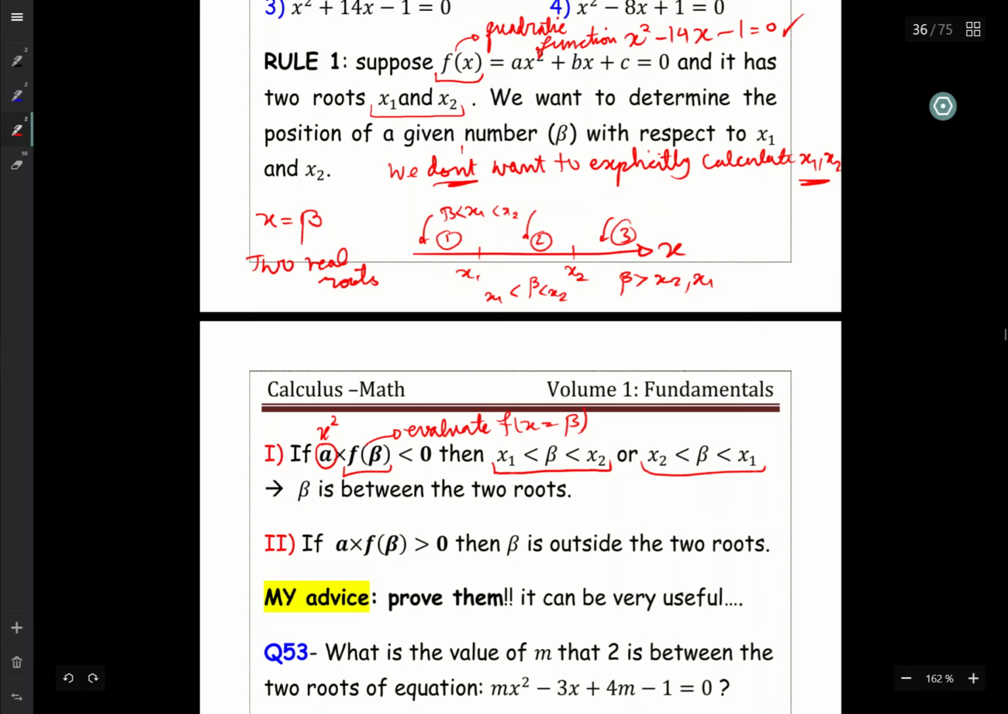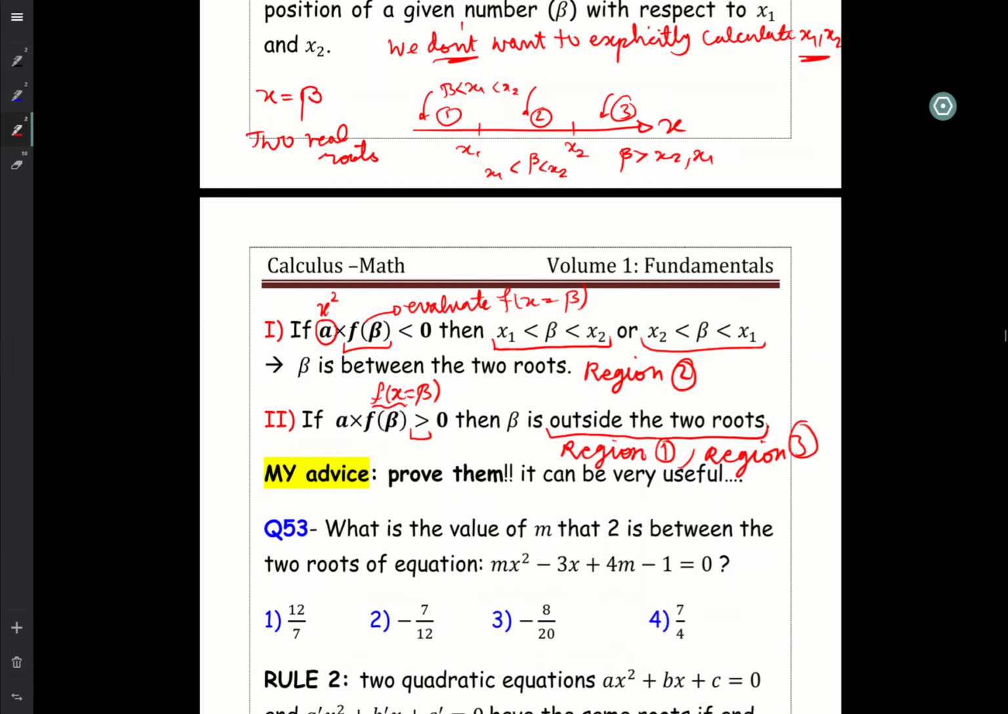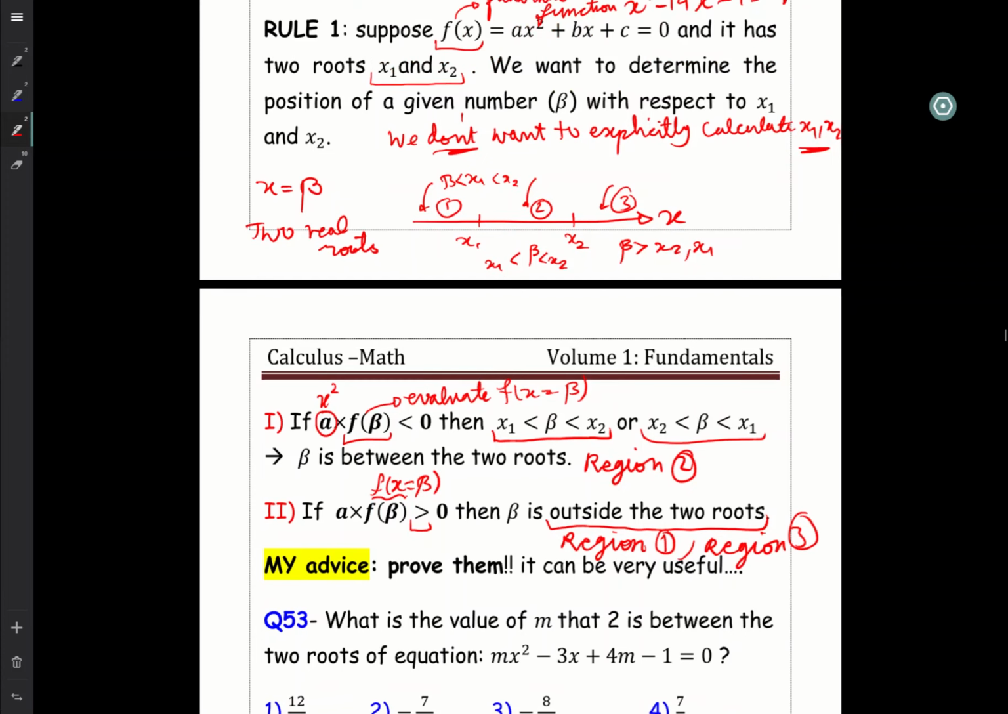If a times f of beta, and again f of beta is evaluating the quadratic equation at beta, so this is f of x evaluated at beta, is positive, then beta is outside the two roots. Between the two roots is region 2, which I drew up there, and outside the two roots is either region 1, which is less than both roots, or region 3, which is beta greater than both roots. My advice here is to prove them. I'm going to prove it for you, but you can try it first. How do we do that?